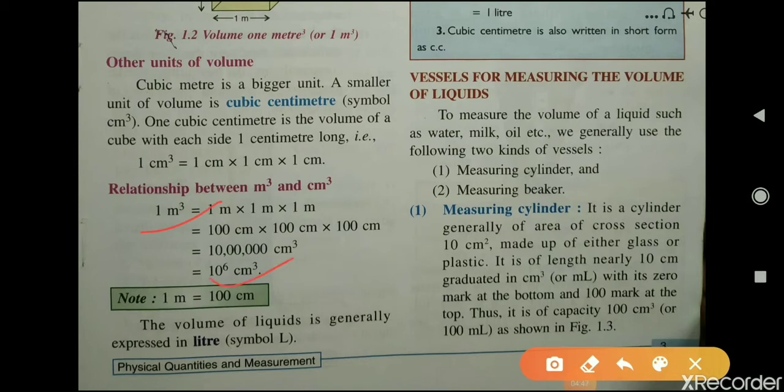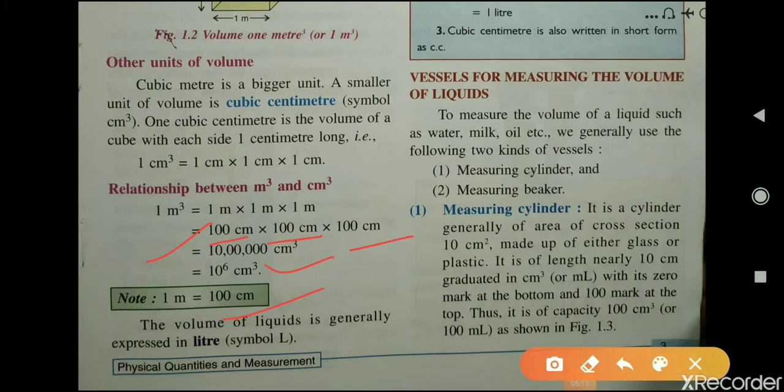Okay, how you can calculate it is, we know that 1 meter cube is equal to 1 meter multiplied by 1 meter multiplied by 1 meter, and we know that 1 meter is equal to 100 centimeter. Therefore, 1 meter cube is equal to 100 centimeter into 100 centimeter into 100 centimeter. Therefore, 1 meter cube is equal to 10 raised to the power 6 centimeter cube.